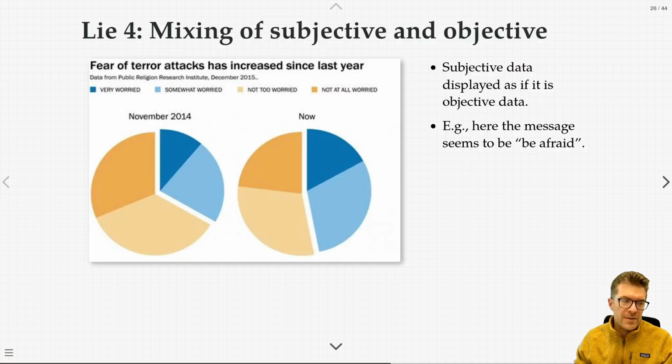Are terror attacks any more likely than they were in 2014? Maybe, maybe not, but people's opinion of it doesn't necessarily tell that story, right?